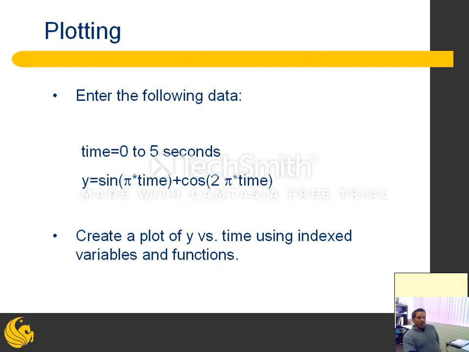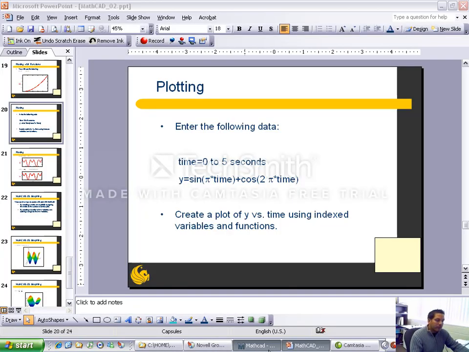Now, let's try this with a more complicated example. Let's just use this compounded trigonometric function, sine of pi times time plus the cosine of 2 pi times time. And let's just plot this from 0 to 5 seconds. And let's use either an index variable type of plotting or a function type of plotting. So let's start with a function. In this case, it's a lot simpler to do this with functions, and what we're going to do is see what this function does between 0 and 5 seconds. Okay? So we'll go to MathCAD.